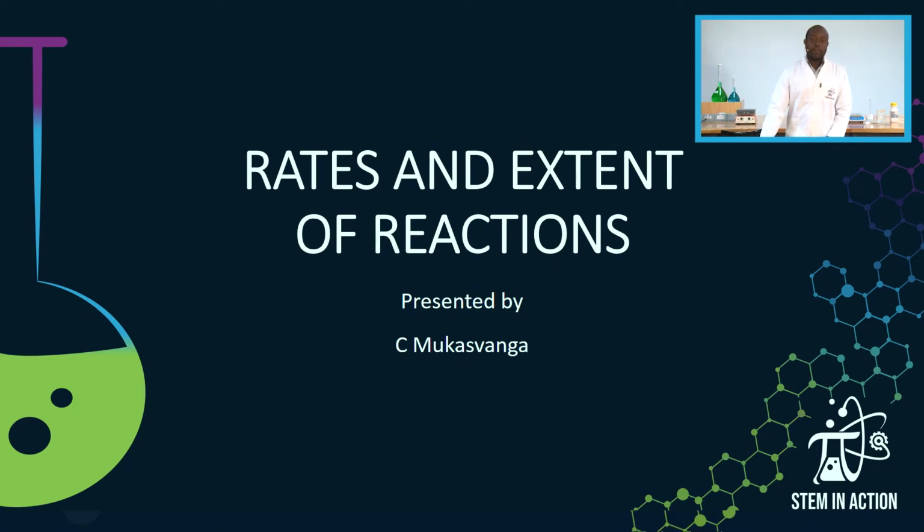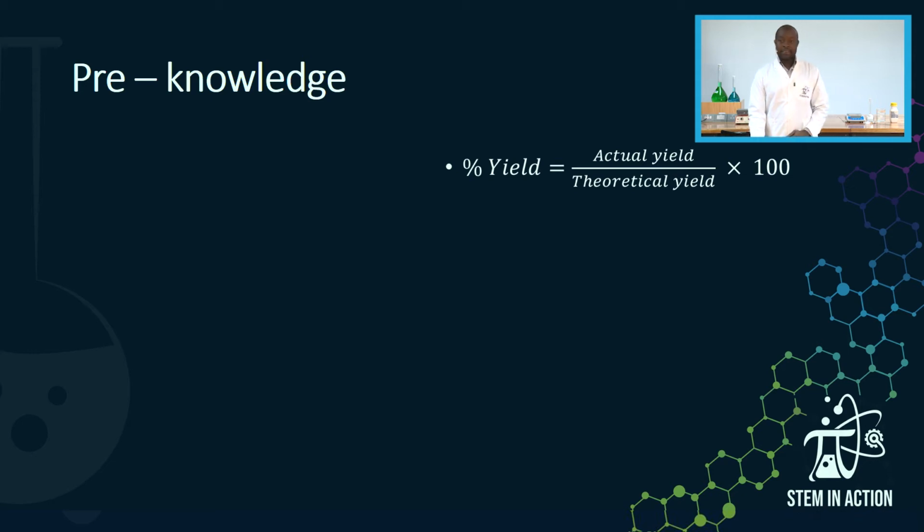And today we are going to be looking at the topic rates and extent of reactions. So to begin with, we are going to look at some of the pre-knowledge that you are supposed to know from your grade 11 and grade 12 that applies for this topic. And some of the pre-knowledge that you need to know.